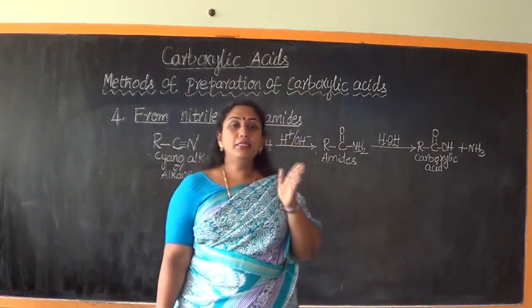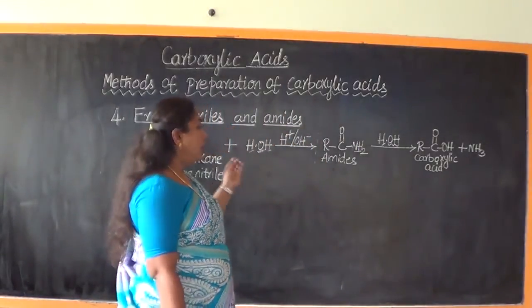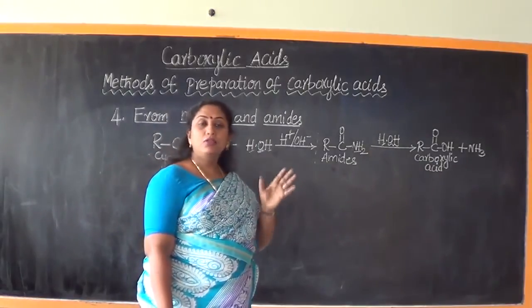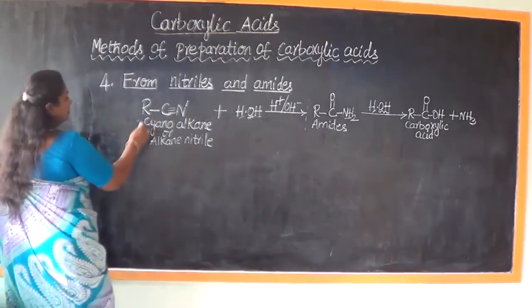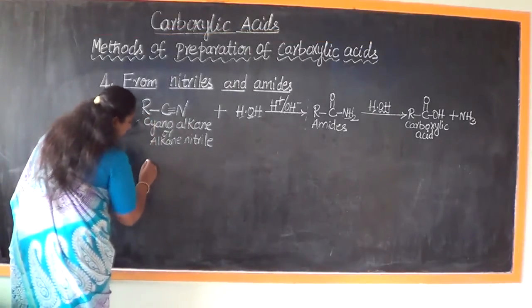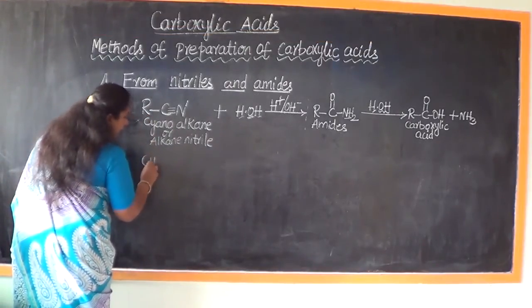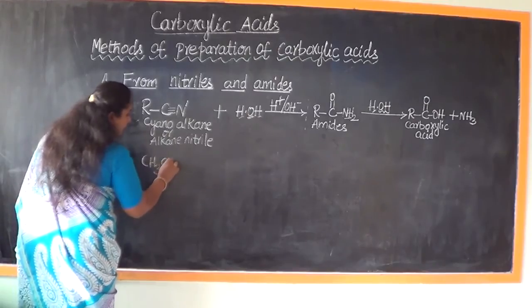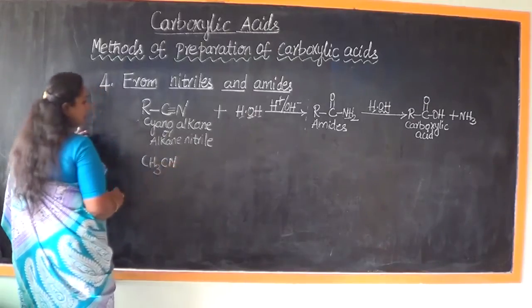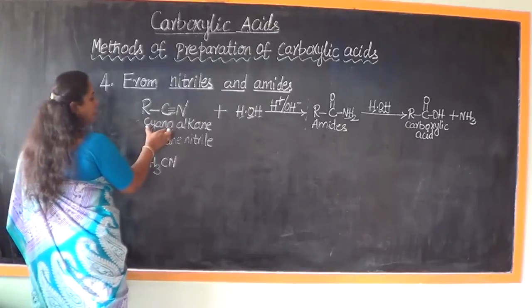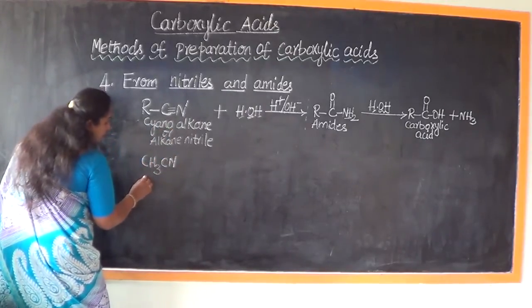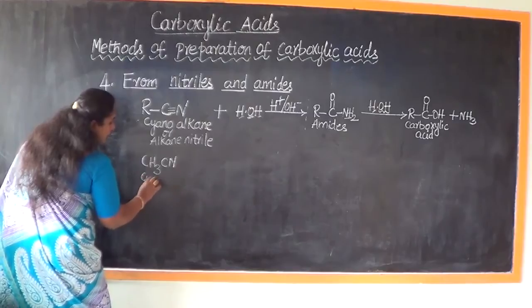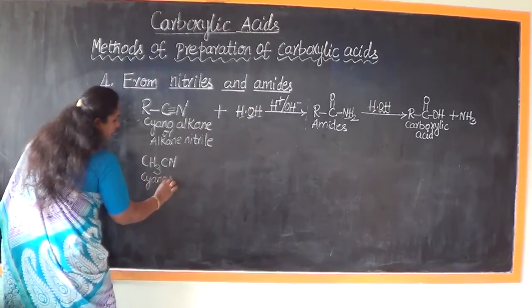Now let me just take up the reaction with an example so that you understand the concept better. Now let me replace R with CH3. So our formula will be CH3CN. What is the name of this compound? If I were to match it and write it like cyanoalkane, the name of this compound will be cyanomethane.